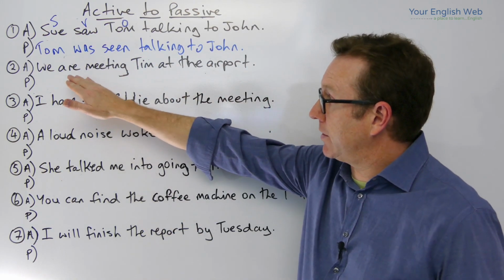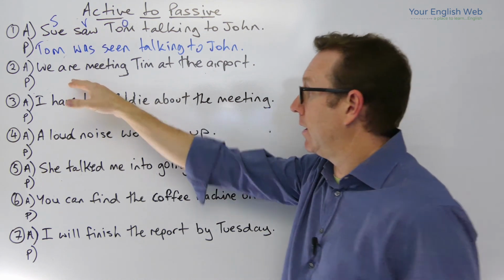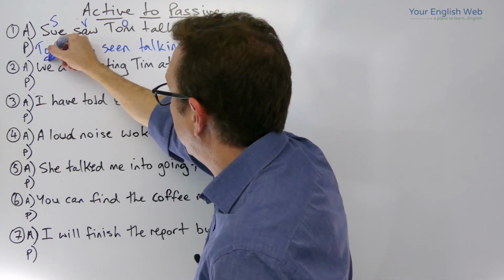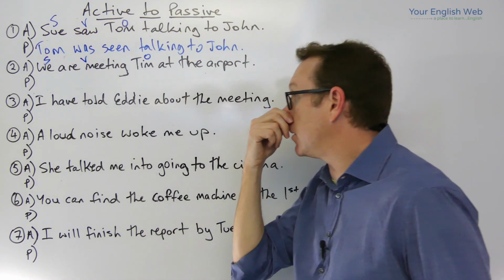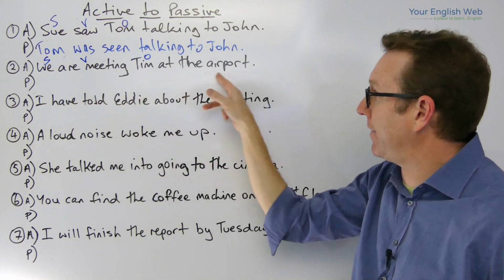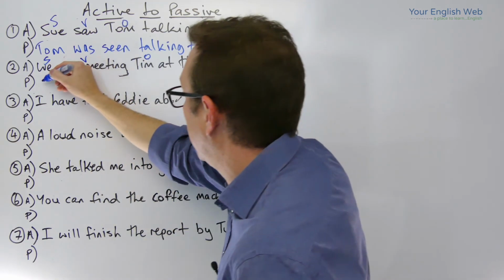Now in the next sentence we'll do exactly the same. We'll identify the subject, the verb, and the object. So, subject, we. Verb, are meeting, and the object is Tim. So we are meeting Tim at the airport. Tim becomes the subject.